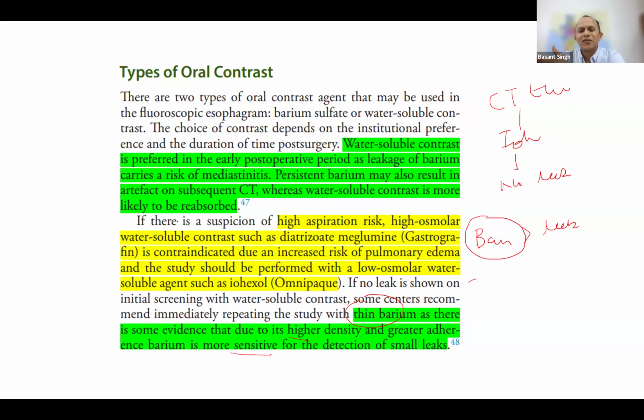Yes, so remember barium causes mediastinitis, gastrografin causes aspiration. A lot of questions I've seen try to ask about this basic concept only. So in the immediate phase, we don't use barium. In the immediate post-operative phase, we don't use barium. Okay.